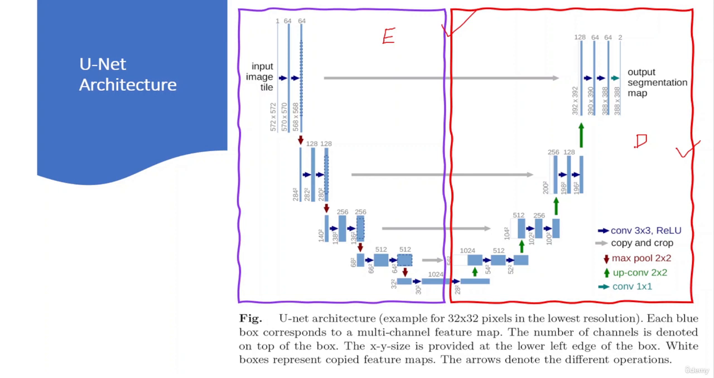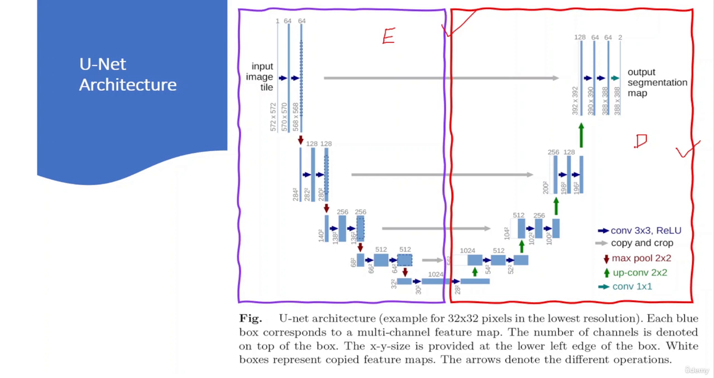The arrows denote the different operations. For example, here you can see the arrows with the different operations. So blue arrow represents the convolution 3x3 with ReLU. For example, in the start you can see the input image, and then you can see the blue arrow. It means 3x3 convolution with ReLU is applied over here. For all the blue arrows in this architecture, convolution 3x3 and ReLU operation is performed. White arrow means copy and crop. So here you can see the white arrow, so it means copy and crop. Red arrow means max pooling 2x2. So here you can see the red arrow, it means max pooling is applied with 2x2 filter.